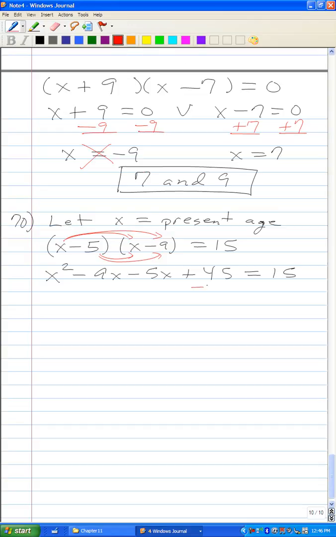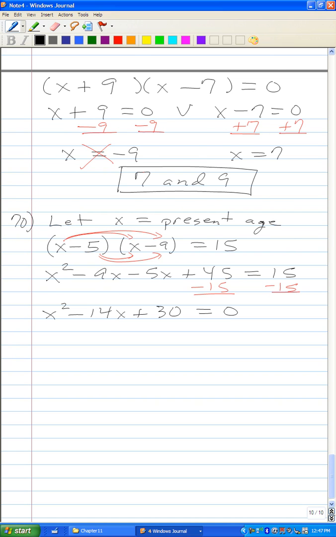Subtract 15 from both sides of my equation. So you get x squared minus 9x minus 5x is minus 14x. 45 minus 15 is 30, equals 0. Can I factor that? Let's see. 10 and 3, 5, 6, 15, 2. I don't think I can do that. Okay, so I don't think I can factor this.